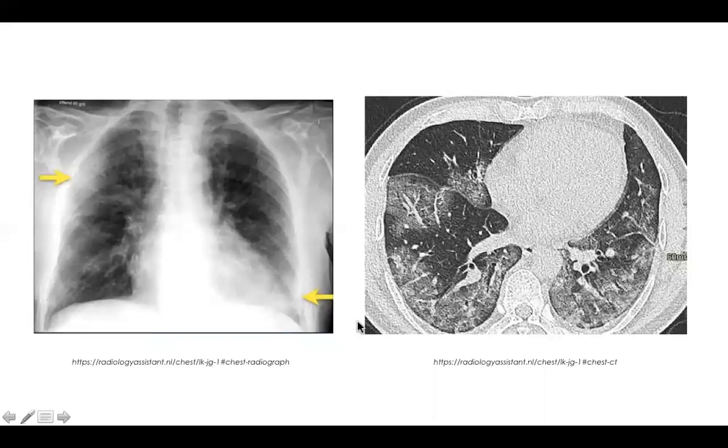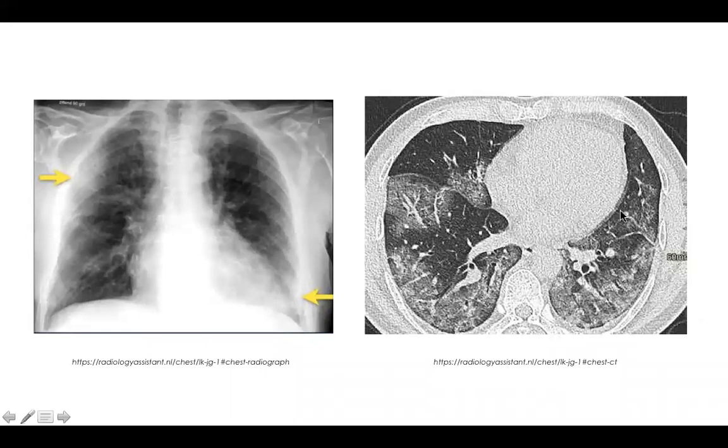Over here, you can see a chest X-ray on the left and a CT scan on the right. On the chest X-ray, you can see that particularly in the right upper lobe and in the left lower zone, there's very characteristic opacification. There's airspace shadowing. It seems a bit more hazy compared to the rest of the lung field. And those basically represent your ground glass opacifications on a chest X-ray.